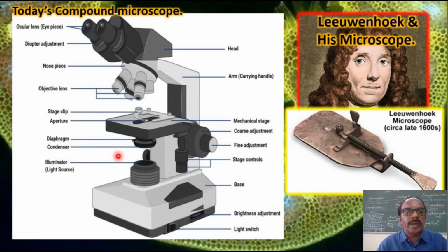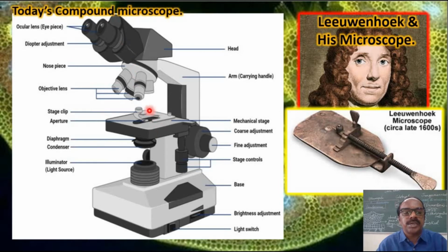A compound microscope has 2 sets of lenses. These are called ocular lenses. In fact, this is a binocular microscope. In a normal microscope, we have only 1 set of ocular lenses. In addition to that, we have the objective lenses.